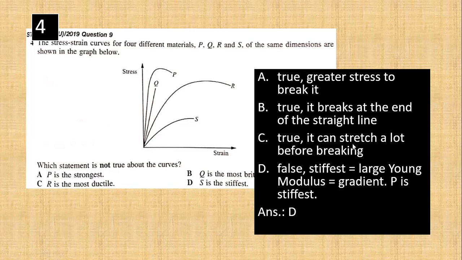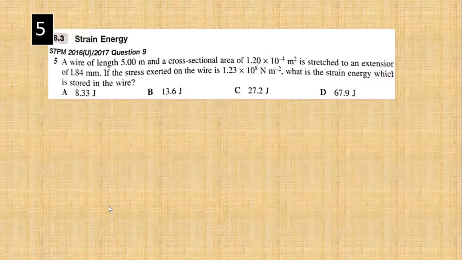Okay, let's carry on, since our time is running out. What's the answer for this one? A wire of 5 meter and cross-section area given is stretched to an extension of 1.84 millimeter. If the stress exerted on the wire is given, what is the strain energy which is stored in the wire? Right? We want to calculate work done or energy stored. Remember to change it to meter. What's the answer?